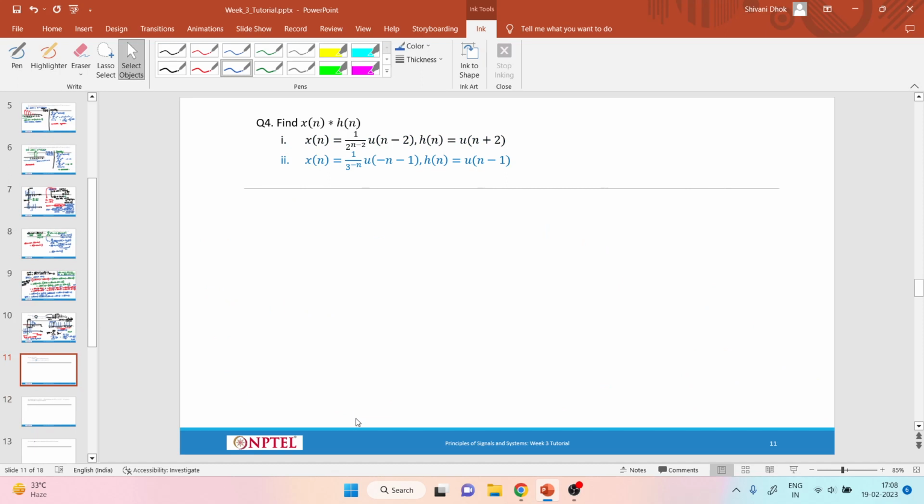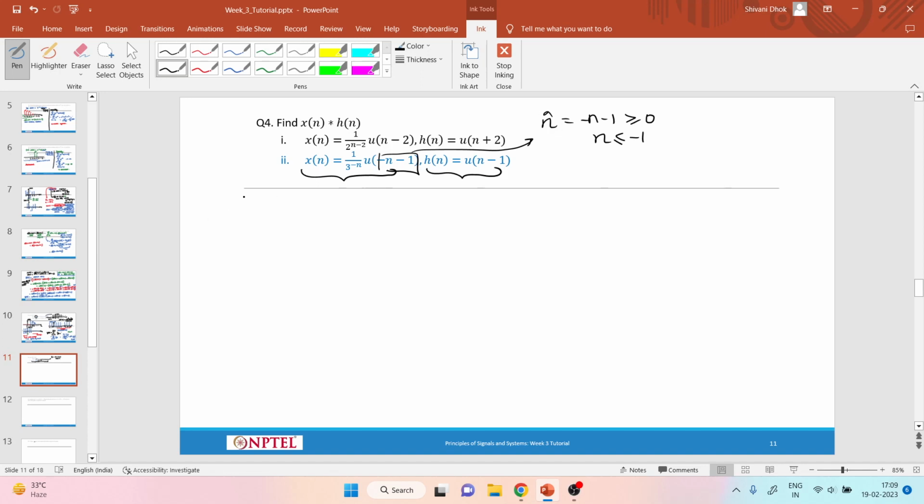Okay, so let us look at the next question which I am having here. If we observe here, this is my x of n and this is my h of n. Now again, if I look at this factor, let's say this is my n hat equal to minus n minus 1, and this should be greater than or equal to 0. So for n less than or equal to minus 1, this factor, this u of n, will be non-zero.